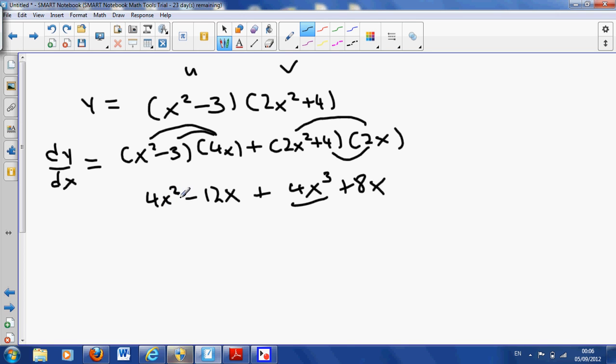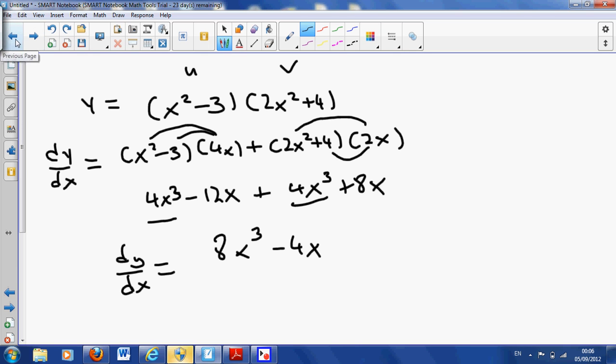Okay, so that's 4x cubed. So the x cubes add together, and we get 8x cubed, minus 12x plus 8x is going to be minus 12 plus 8, which is minus 4x. Therefore, the answer is dy/dx ends up to be 8x cubed minus 4x. Okay, and that's the first answer there.